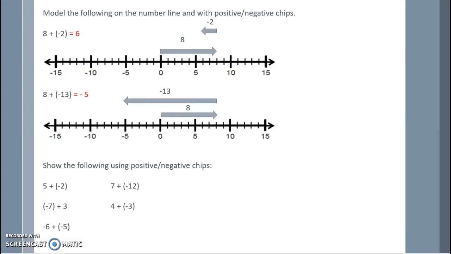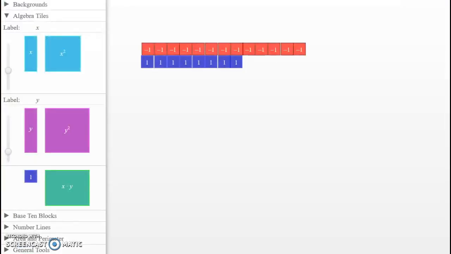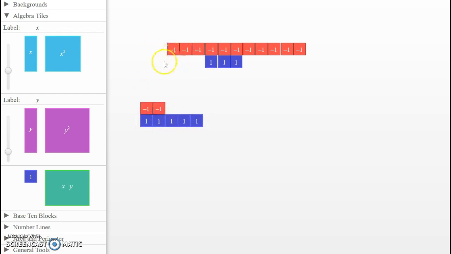All right, so we had -5 above. We did both of them with positive negative chips. It says now show the following using positive and negative chips. Okay, the first one is 5 plus -2. So I'm going to start with 5 in my group: 1, 2, 3, 4, 5, and I'm going to add -2 to my group. So I see that these create a group of 0, leaving me with 3 left over.